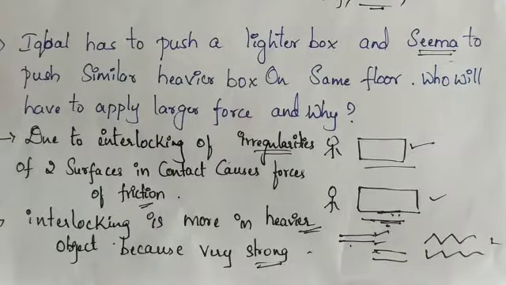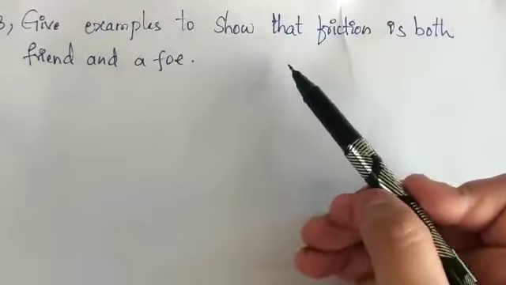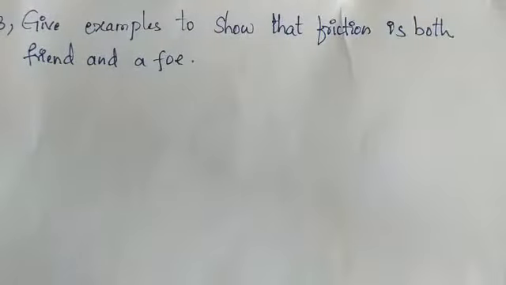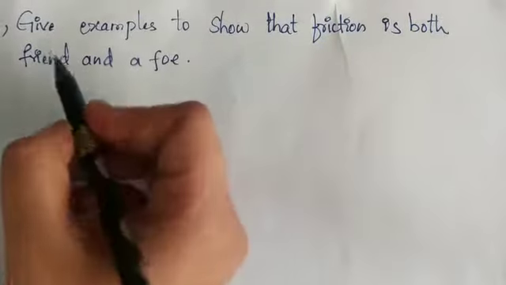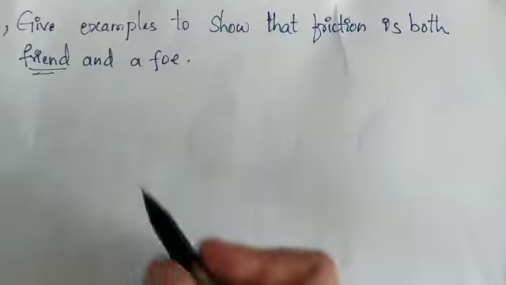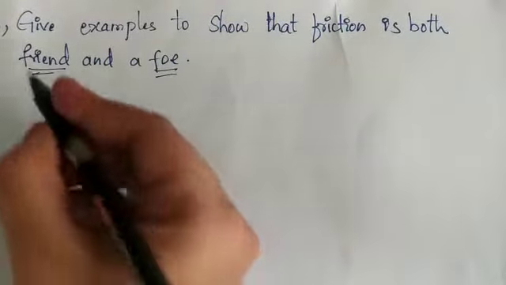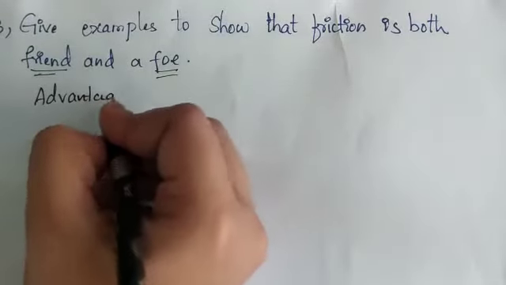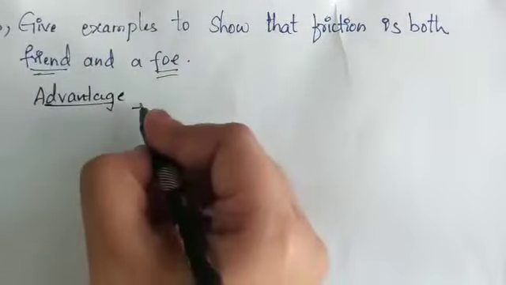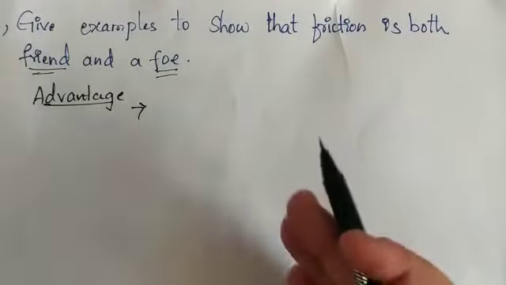So the next question is: give examples to show that friction is both friend and foe. Friend means it has an advantage, foe means it has a disadvantage. So first let me write what the advantages of friction are. What is the advantage of friction? The best example is this one, what I am writing on the paper.